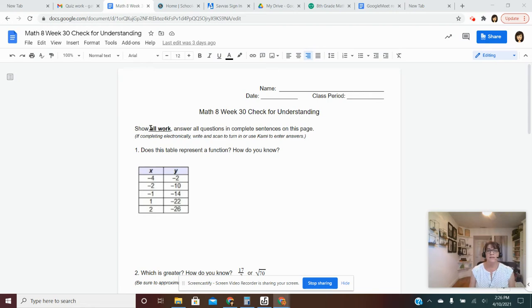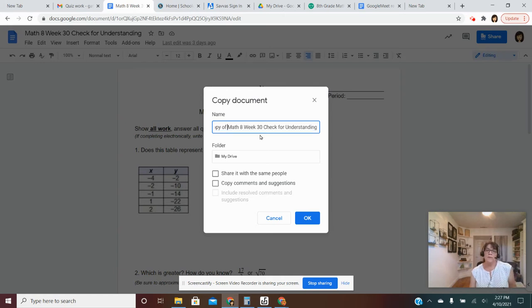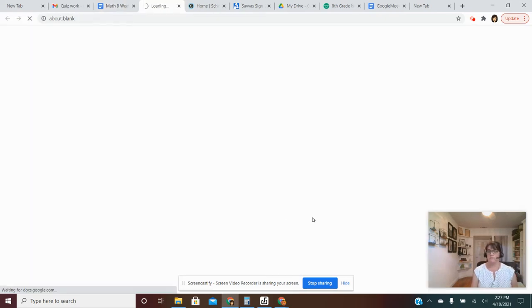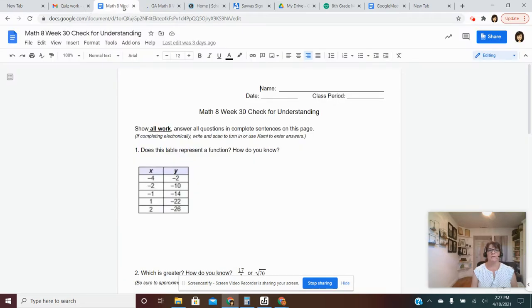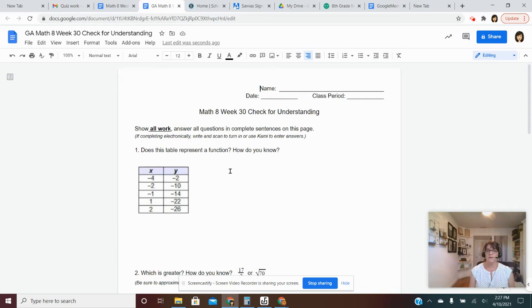In the directions, it says that I need to show all work and answer all questions in complete sentences on this page. So the first thing I need to do is make a copy of it, because you wouldn't own it. I'm going to pretend like I don't either. I'm adding my initials to the title. You could add your name or change the title completely. To do that, go to File, Make a copy, and now I have a copy of it.